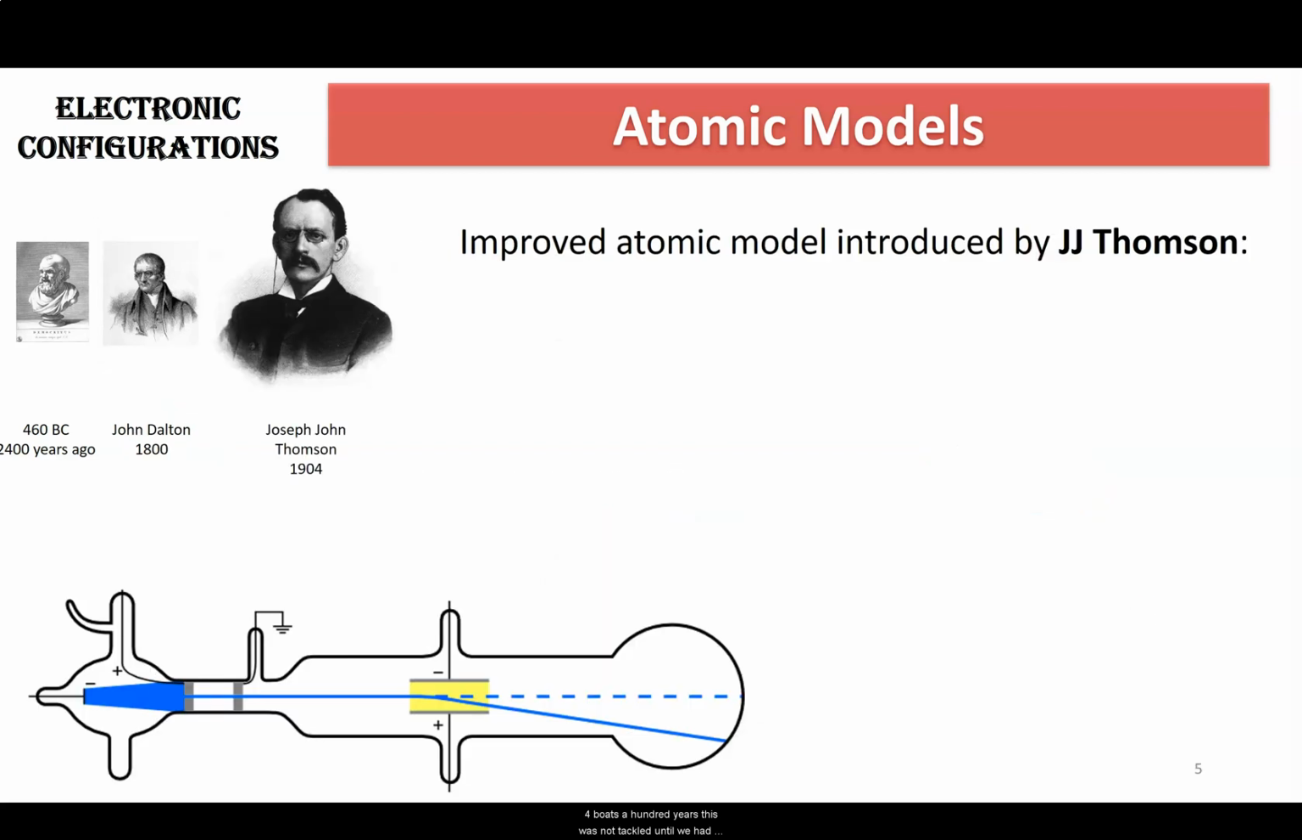For about 100 years, this was not tackled until we had another gentleman, Joseph John Thomson, aka J.J. Thomson. Now, J.J. Thomson had a different perspective and a different understanding of the situation, and keep in mind that 100 years had passed by. You are really looking at a time when chemistry and physics had a lot of different instrumentation and apparatus to experiment with what they believed and improve upon their theories.